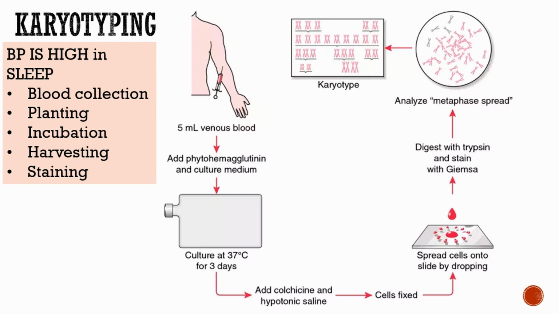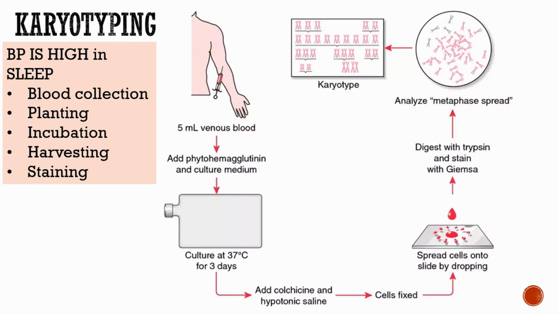Then they are collected in heparinized injection syringes. Then phytohemagglutinin is added to it and the culture medium is added. It is cultured at 37 degrees for almost 3 days. Colchicine is added to arrest the cell division at mitosis with hypotonic solution wash. Then cells are fixed and slide preparation is done by mounting it on the slide.